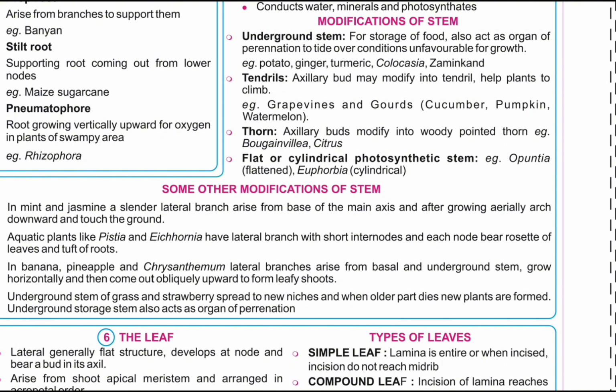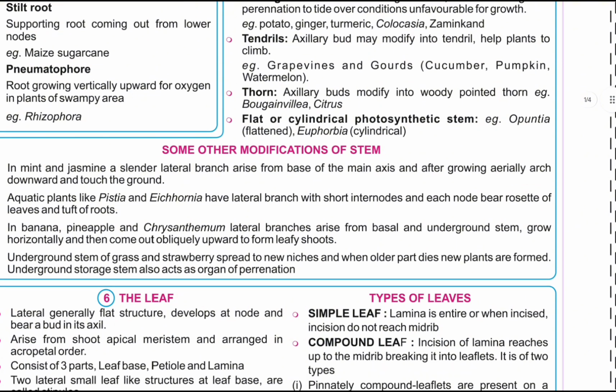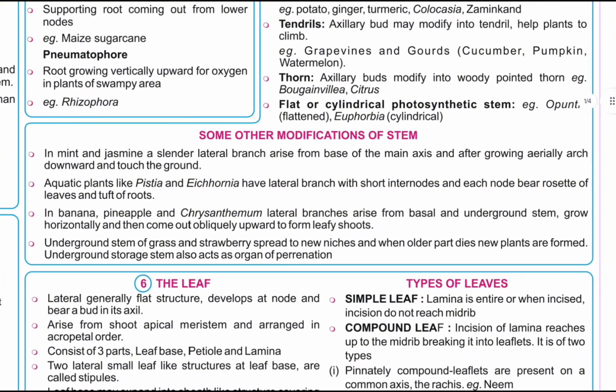Tendrils. Axillary bud modifies into tendrils, helps the plant to climb. Example grapevines and gourds: cucumber, pumpkin, watermelon. Thorn. Axillary buds modify into woody pointed thorns. Example bougainvillea and citrus. Flat or cylindrical photosynthetic stem. Example opuntia, flattened, and euphorbia, cylindrical.